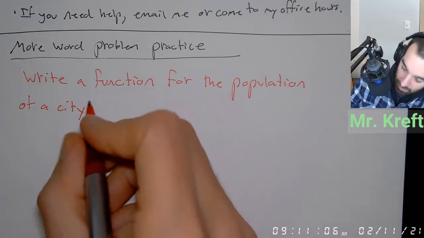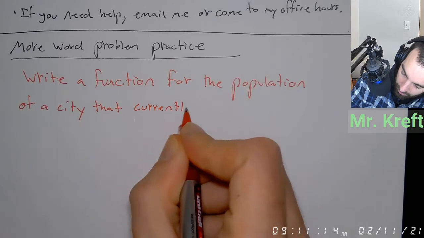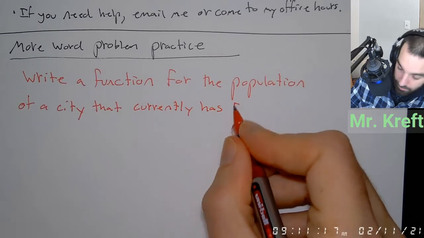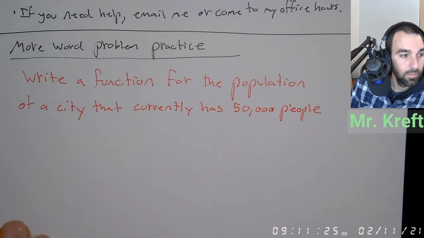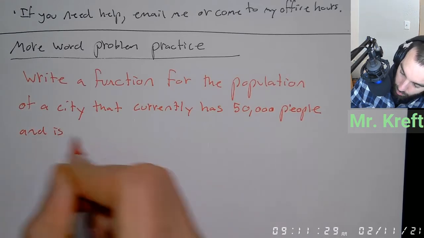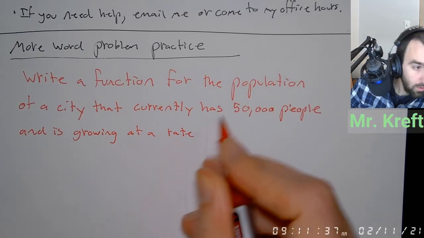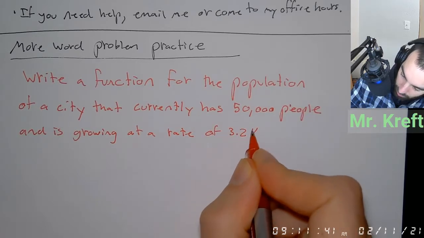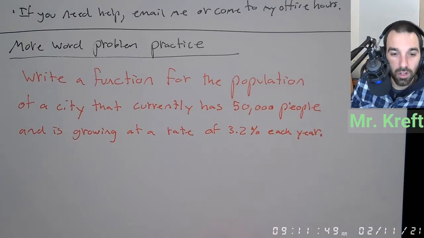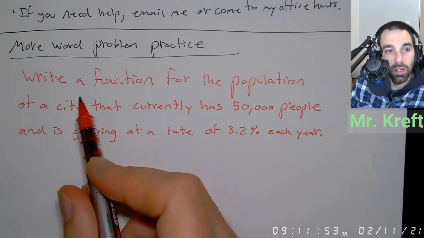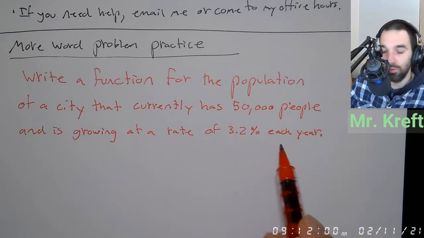So write a function for the population of a city that currently has 50,000 people and is growing at a rate of 3.2% each year. Okay, so this is our start. So get this down. We're going to write a function for the population of a city that currently has 50,000 people and is growing at a rate of 3.2% each year.